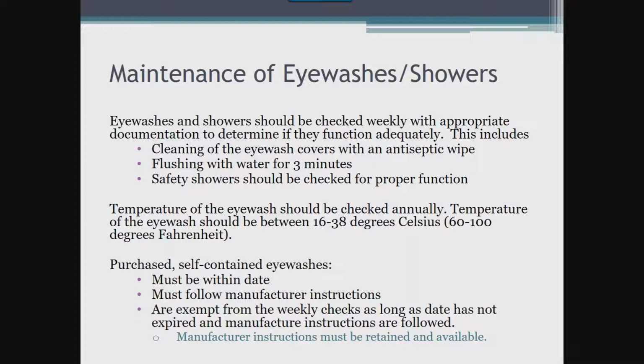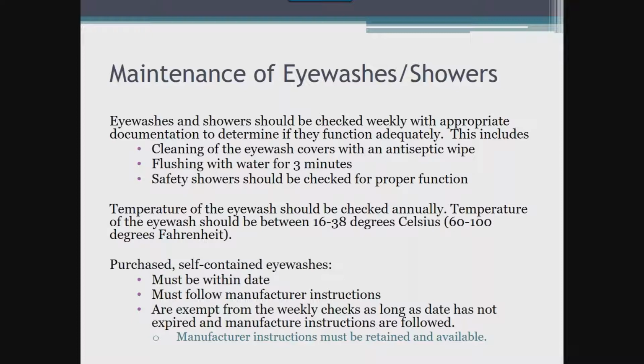The check for showers might vary depending on the setup of your shower and who does it and what kind of space you have, for obvious reasons, because it can certainly make a mess. Eyewash showers should be cleaned weekly with an antiseptic. The temperature of the eyewash should be checked annually, and this is something that might be done by a department outside of lab, such as maintenance or plant operations. The temperature of the eyewash should be between 16 and 38 degrees Celsius.